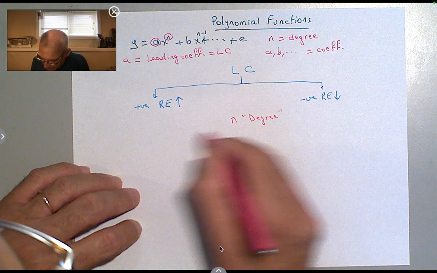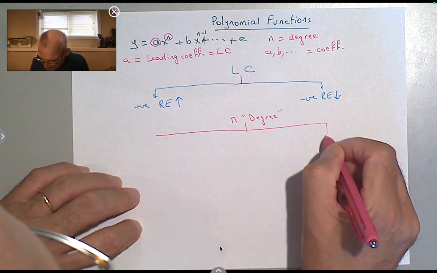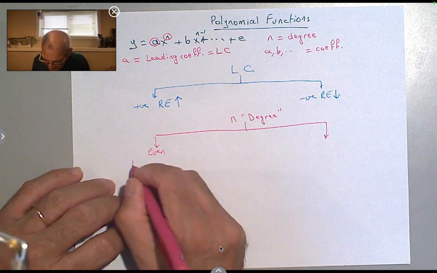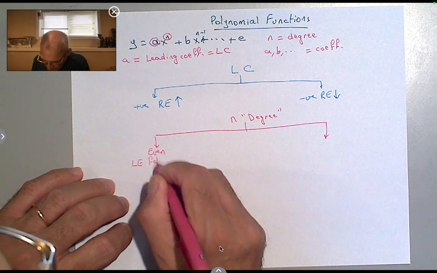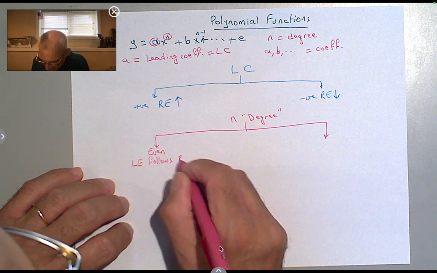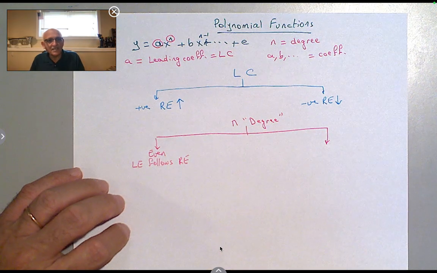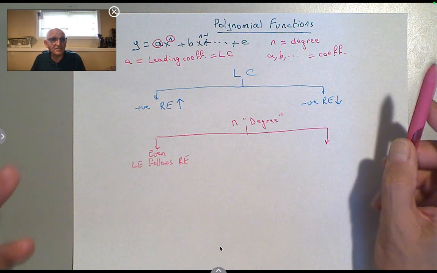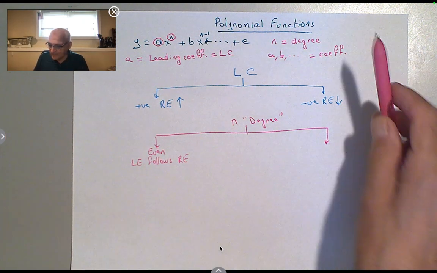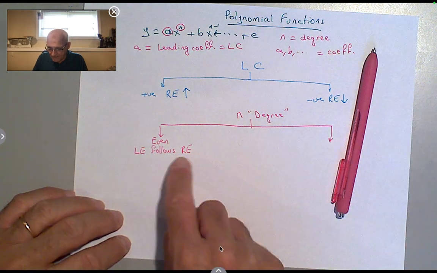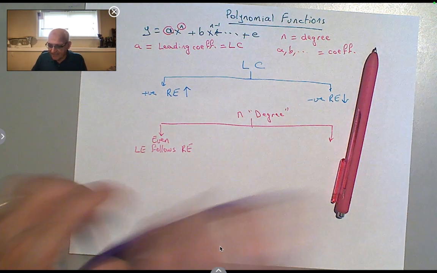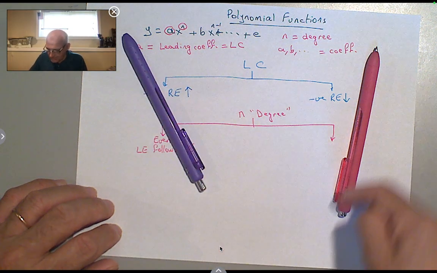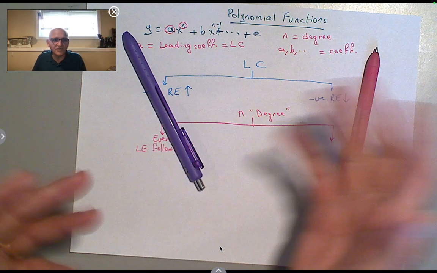If the degree of the graph is even, then the left end follows or is consistent with the right end. Meaning, if I have y equals x squared, the leading coefficient is +1, then the right hand side is going up, and because 2 is even, the left hand side also will be going up.